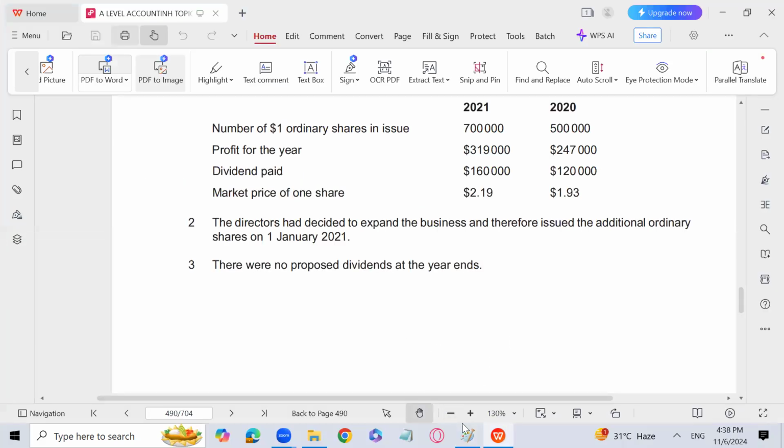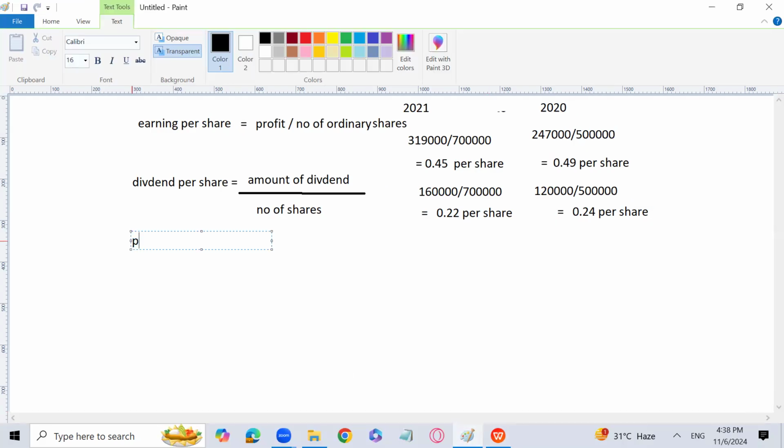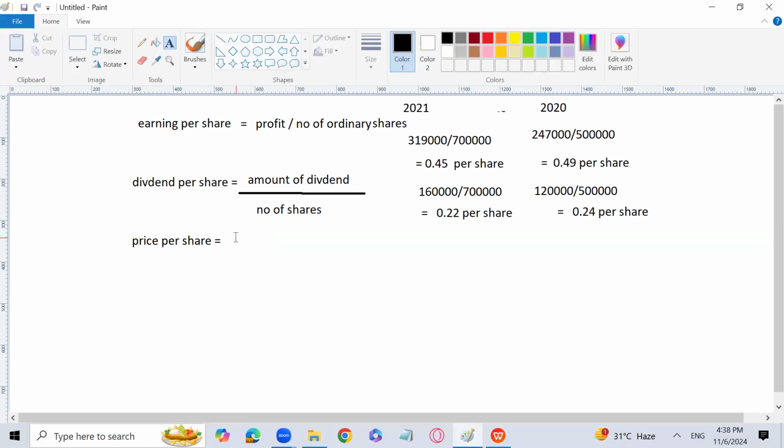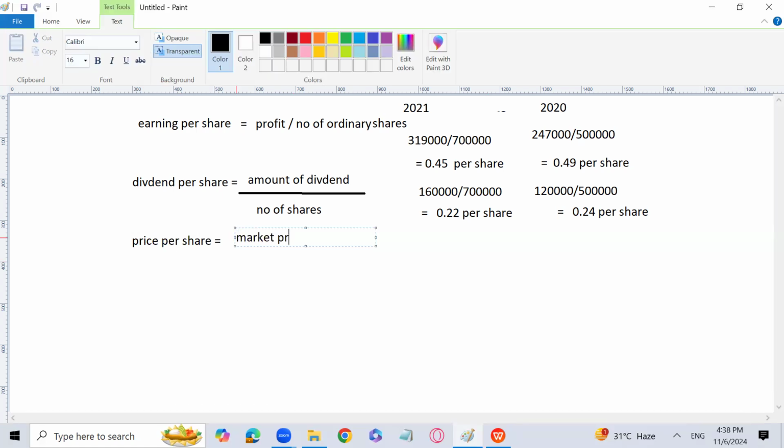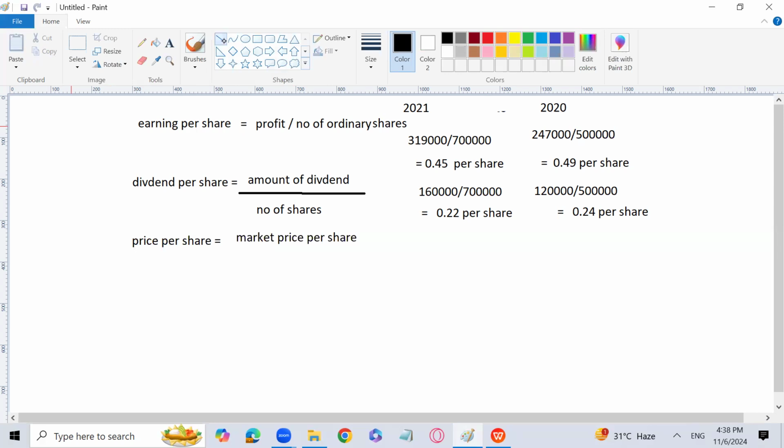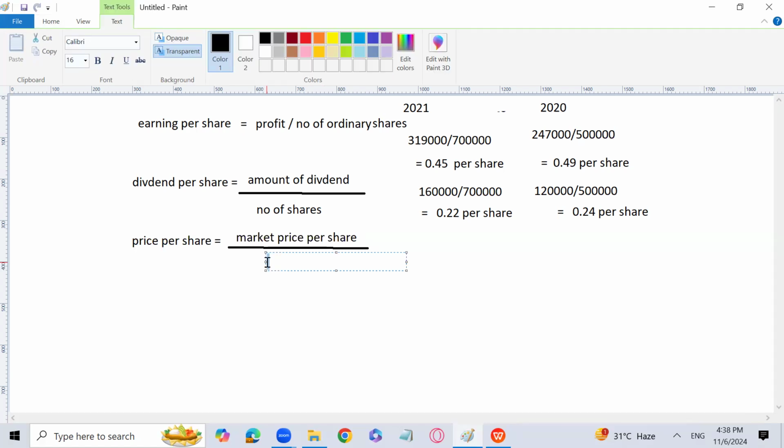Next ratio is the price earning ratio. Let's write it down. Price earning ratio is basically used by the investor. It shows the investor confidence. The higher the ratio, the more favorable, and the lower the ratio, the more unfavorable. The formula is market price per share divided by earning per share. It shows the growth of the business, that the business is going to grow in the future and generate more profits and more dividends if the ratio is increasing, because it shows that the market price of the share is increasing more rapidly than the earning per share.